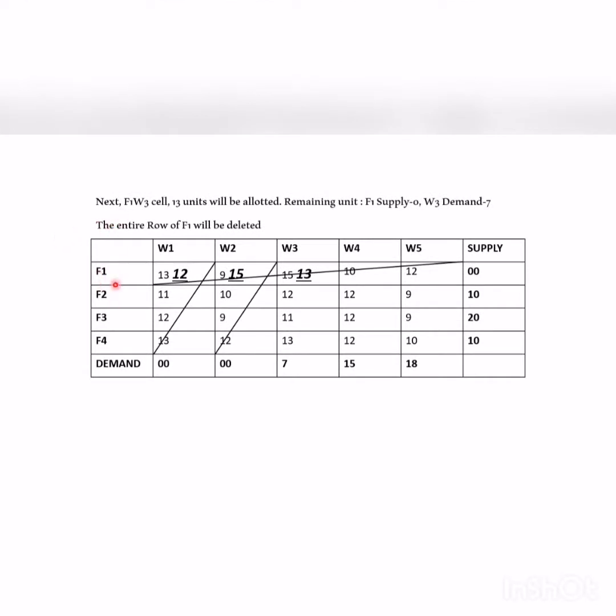Next is F1 and W3 cell. 13 units will be allotted, which we take the 13 from the supply side. And after that, the remaining unit for the supply will be 0, and the W3 demand will be 7. So the entire row can be deleted. Next allotment will be in F2 and W3 with the 7 units which we take from the demand side. After that, the remaining unit for the F2 supply will be 3 and the W3 demand will be 0. So the entire column of W3 can be deleted.